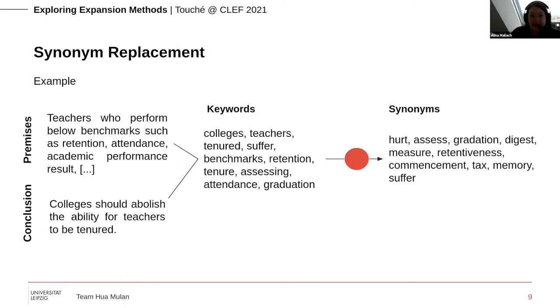Okay, let's again look at an example. So here we can see it's again the tenure situation, and the keywords we extracted were colleges, teachers, tenured, suffer. And what we got as synonyms was heard, assess, credation, digest, measure, retentiveness. And again, we concatenated the argument with the synonyms and indexed it.